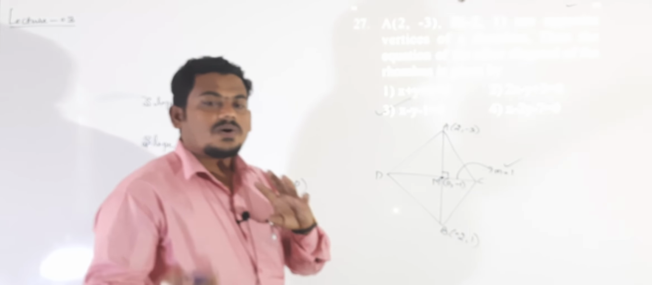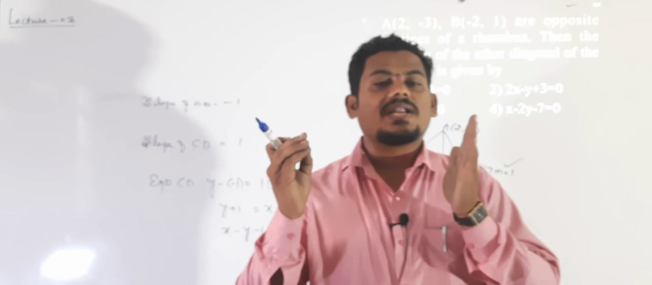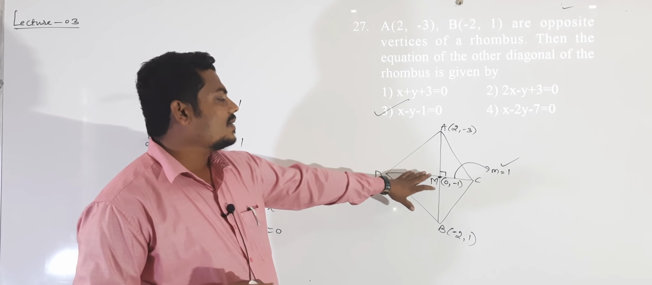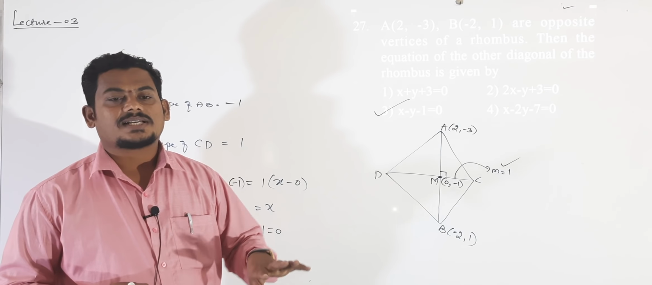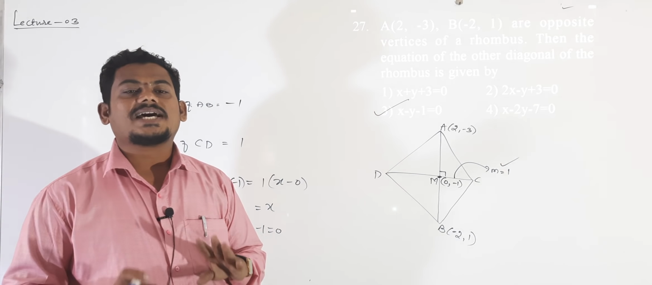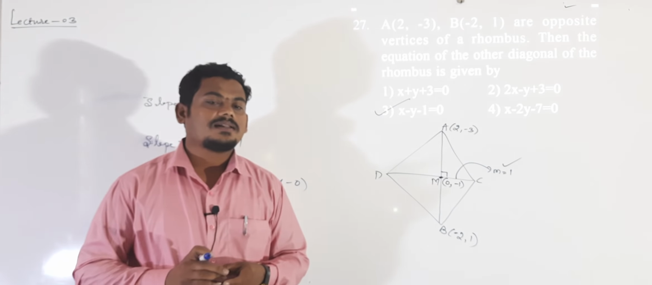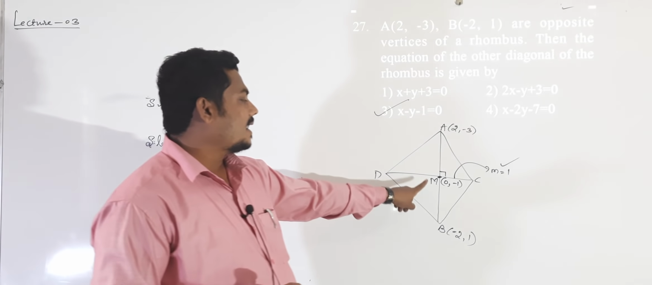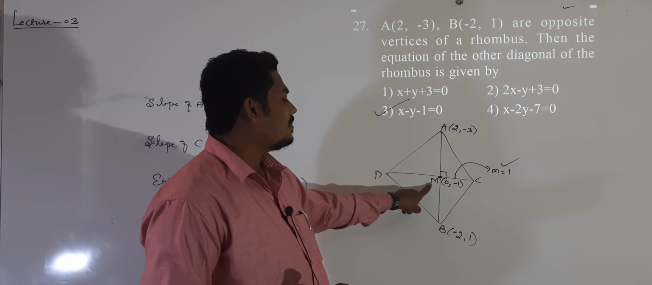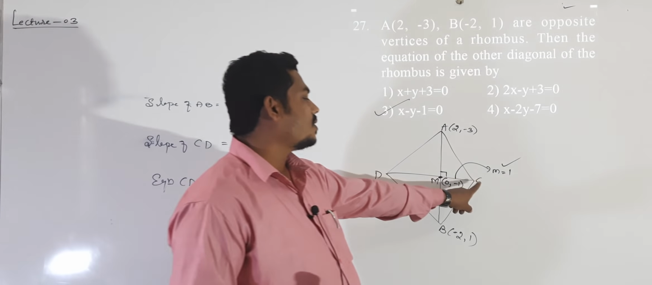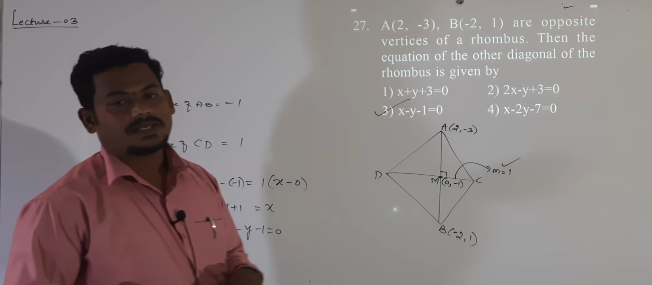And already we know in a rhombus diagonals intersect at right angle, means diagonals are perpendicular to each other, and in any quadrilateral diagonals intersect at the midpoint. Hence just by using the midpoint formula, M coordinate is 0, minus 1. After getting the coordinates of M, find the slope of CD by using the slope of AB, right?